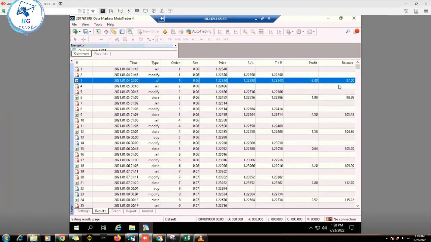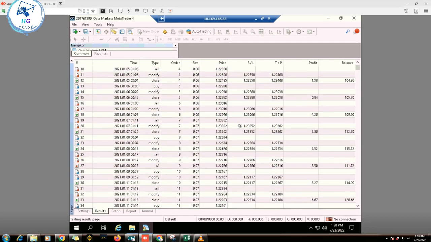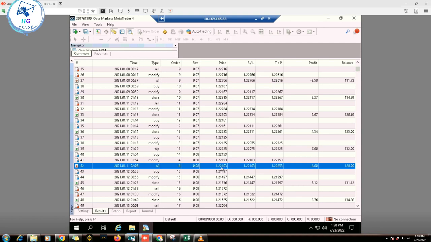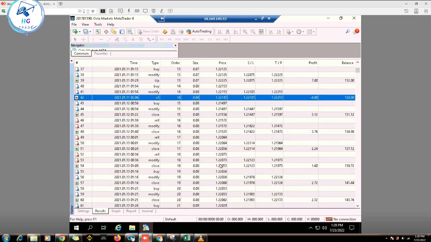Let's check the details of the transaction. In the first month the total balance is $240, and at the end of the year the total profit was $8,120.